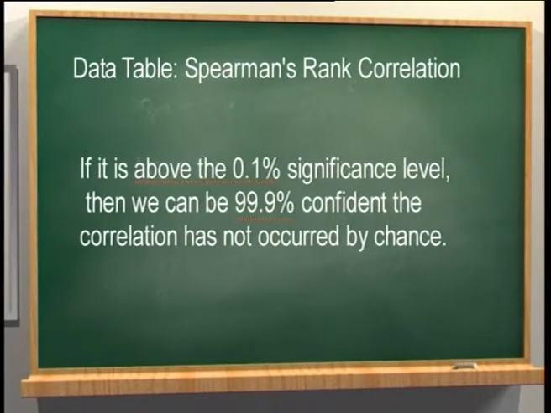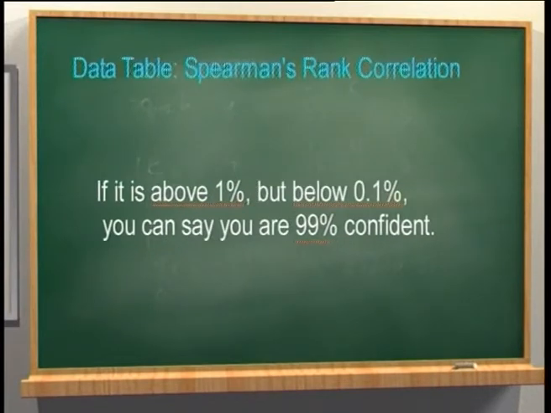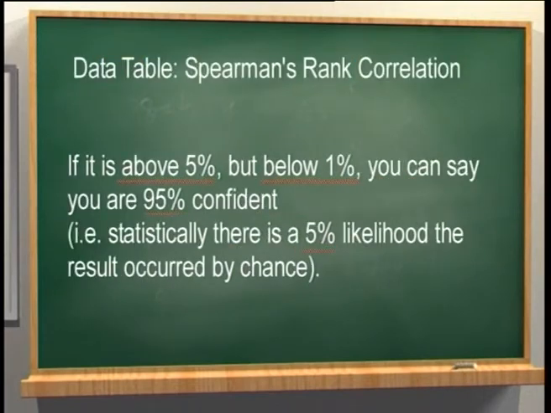If it is above the 0.1% significance level, then we can be 99.9% confident the correlation has not occurred by chance. If it is above 1% but below 0.1%, you can say that you are 99% confident. If it is above 5% but below 1%, you can say that you are 95% confident. That is, statistically, there is a 5% likelihood the result occurred by chance.